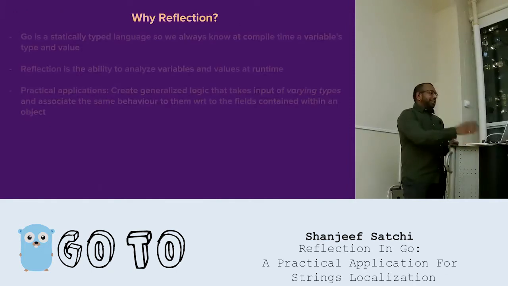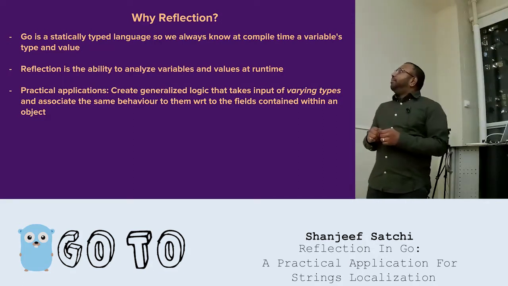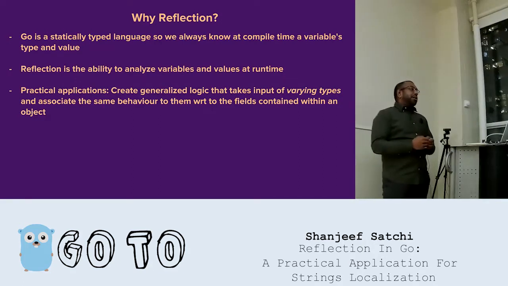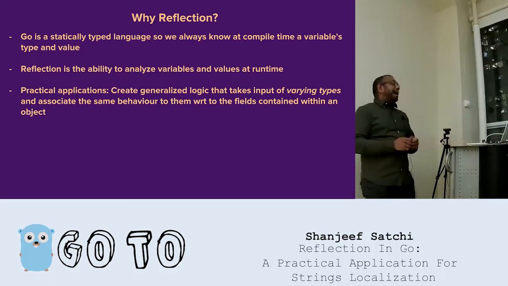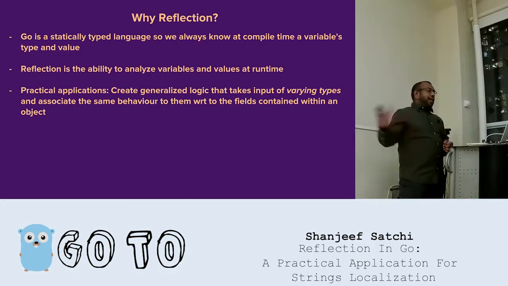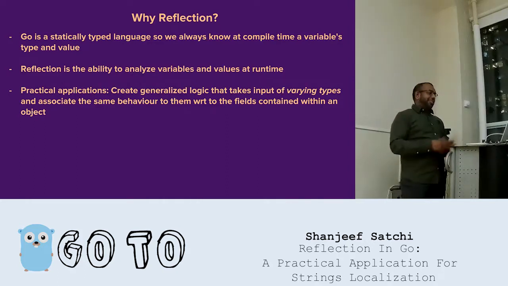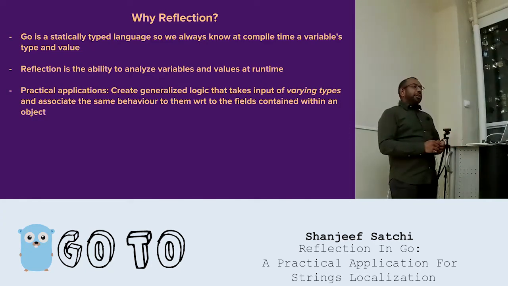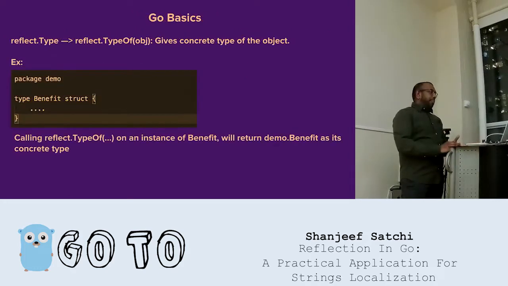So why reflection? We know that Go is statically typed, so we always know at compile time a variable's type and value, but reflection is the ability to analyze the variables and values at runtime. There are practical applications of this, and it doesn't obviously have to be around identifying strings. This is just a simplified version. In general, you want to use it whenever you want to create generic logic that takes input of varying types and associates the same behavior to them with respect to the fields contained within the object.